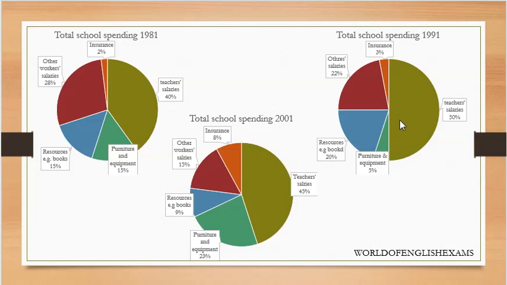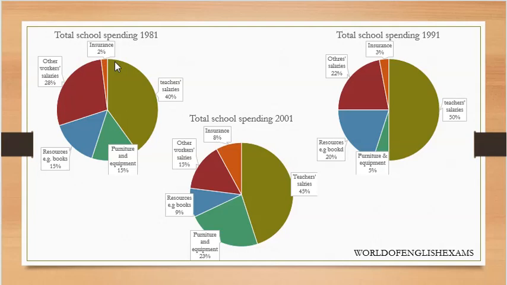Now, what are the other categories that you see? Furniture and equipment, and resources like books, and other workers' salaries. So, there are 5 categories which are mentioned: teacher salaries, furniture and equipment, resources, other workers' salaries, and insurance.